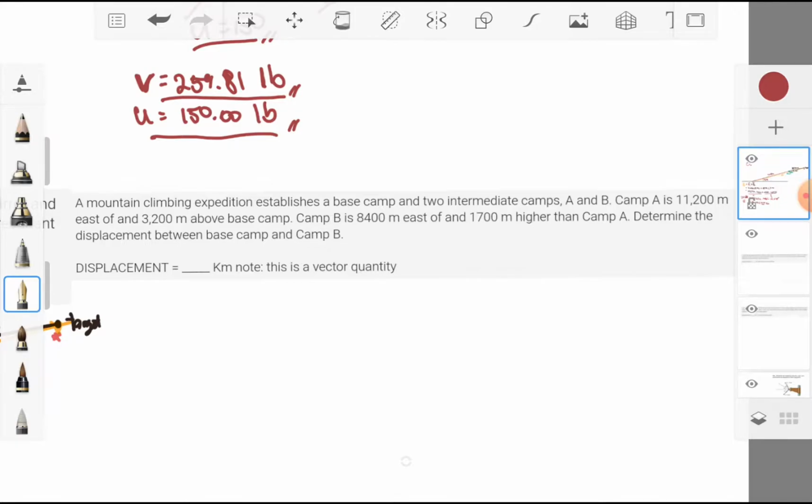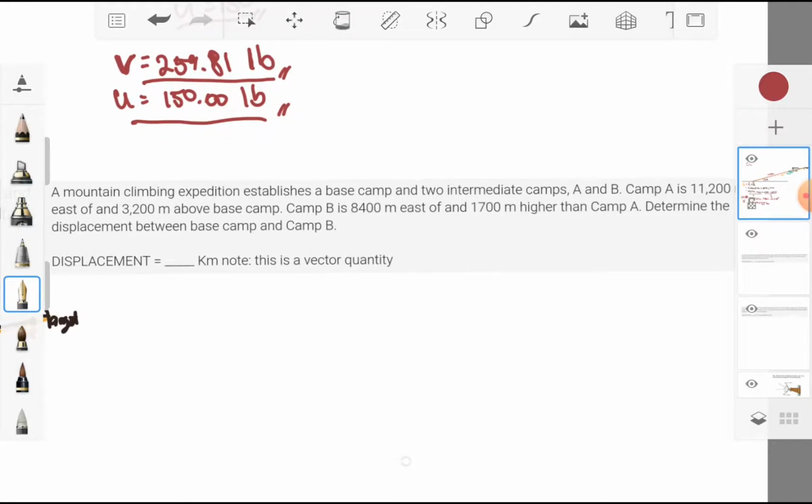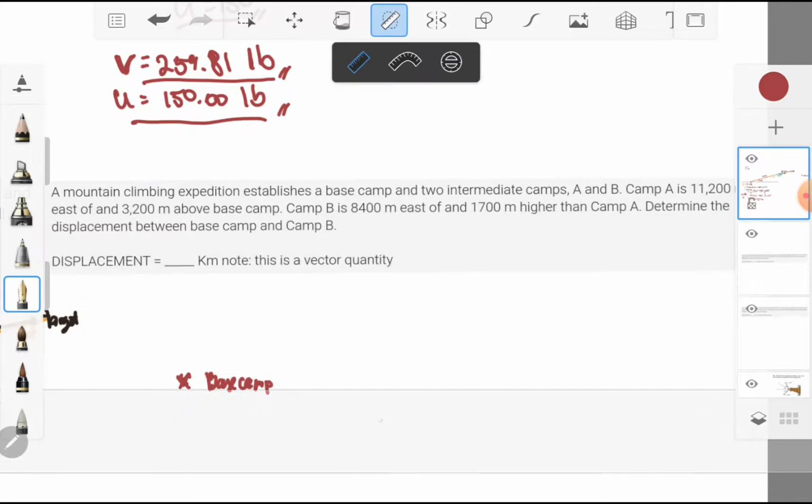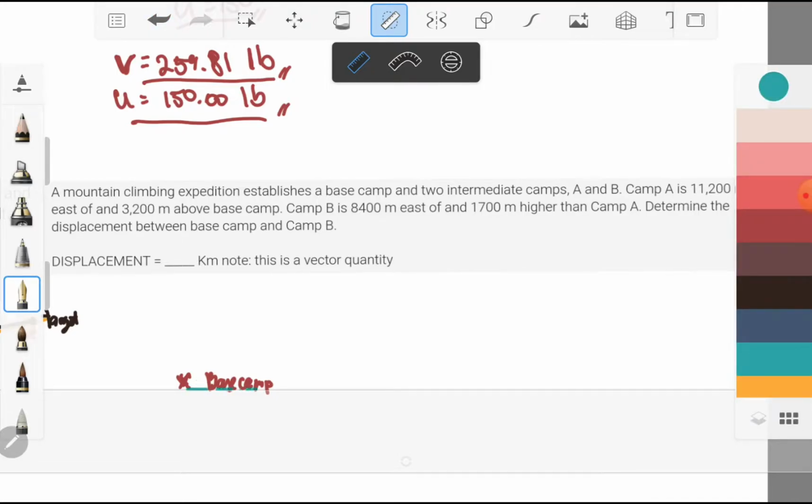So how will we solve this one? The good thing about this problem is that the x and y coordinates are already given. Let's say this is our base camp. Then we went 3,200 meters, right? It's just a practice problem. So 3,200 meters, 11,200 meters east of your base camp. So this is it. Okay, and then 8,400 meters east of A.